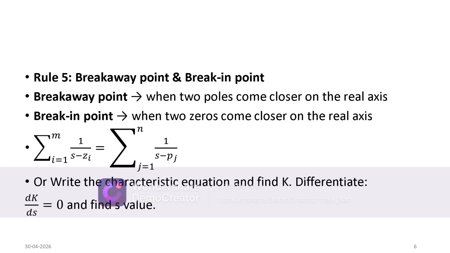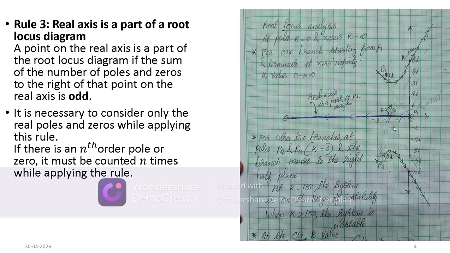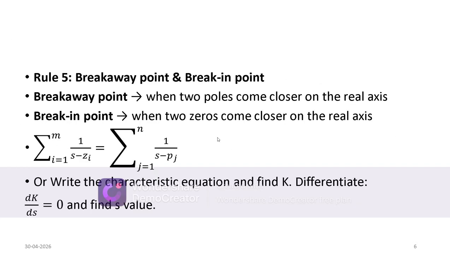Or another way is, first write the characteristic equation, that is 1 plus G H of s equal to 0, find the K equation, differentiate it, dk by ds equal to 0, and find the s value. In this way, we can find the breakaway or break-in point. But coming to this question, here we have only one pole on the real axis. There is no pair of poles on the real axis, and no zeros. Therefore, we can say there won't be any breakaway or break-in point in this question.